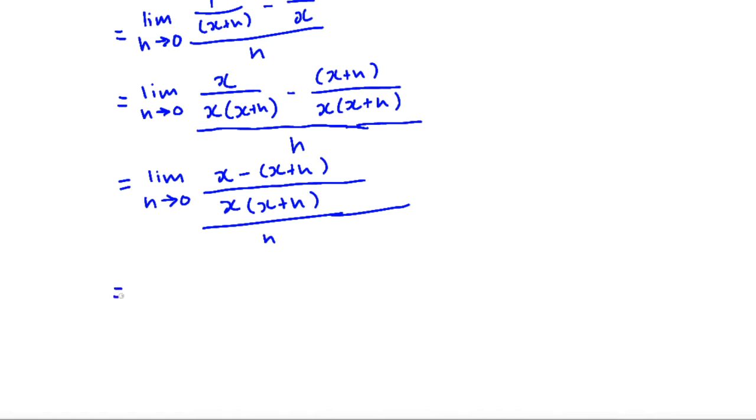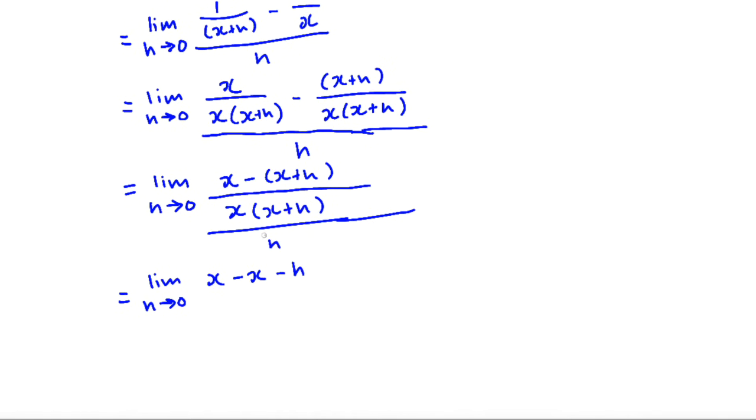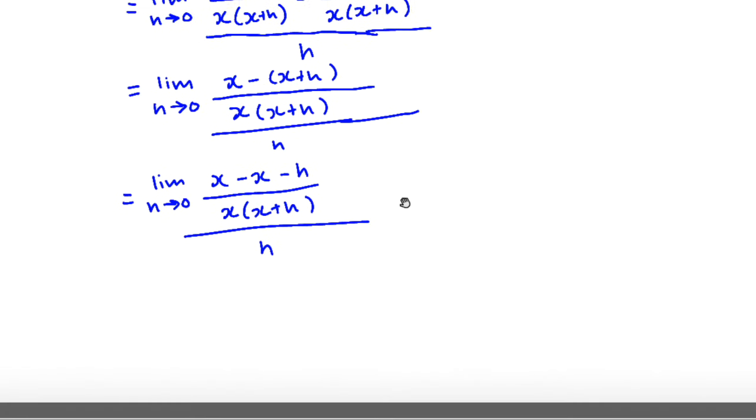Okay, now we keep going, so we get the limit as h approaches 0 of, well, x minus x, and remember this minus gets multiplied into that h as well, so it's minus h. So I'll expand that out just so you can see. So it's x minus, minus h, all divided by x times x plus h, all of that again divided by h.